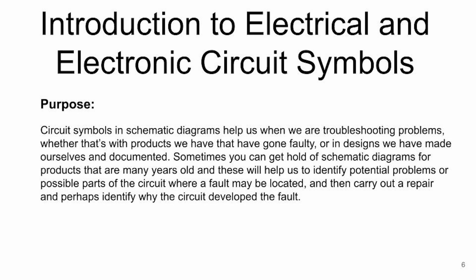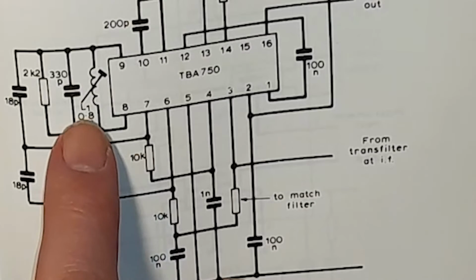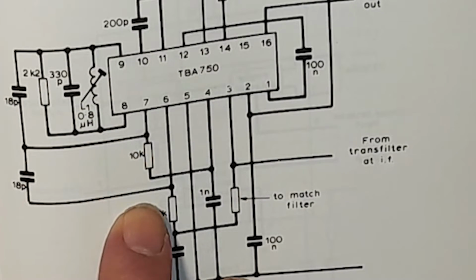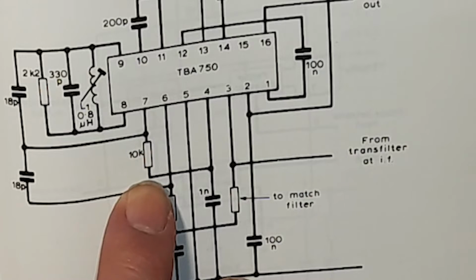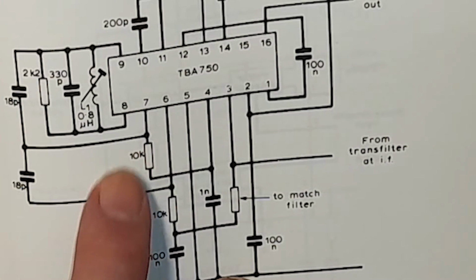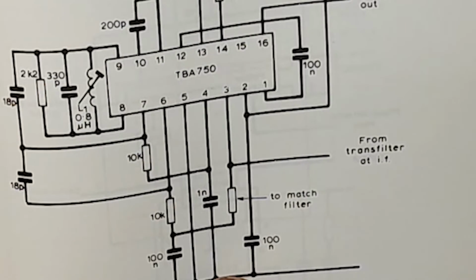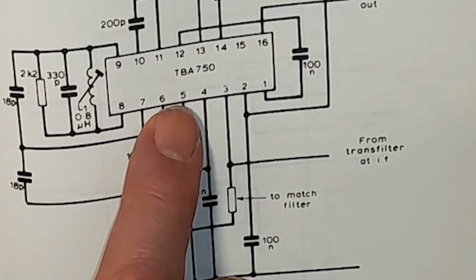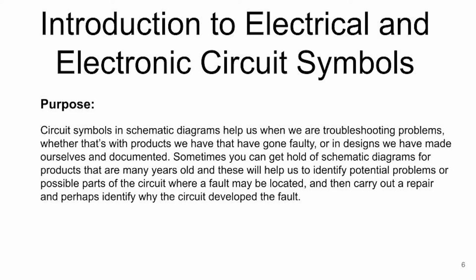Circuit symbols in schematic diagrams help us when we are troubleshooting problems, whether that's with products we have that have gone faulty or in designs we have made ourselves and documented. Sometimes you can get hold of schematic diagrams for products that are many years old, and these will help us to identify potential problems or possible parts of the circuit where a fault may be located, and then carry out a repair, and perhaps identify why the circuit developed the fault.